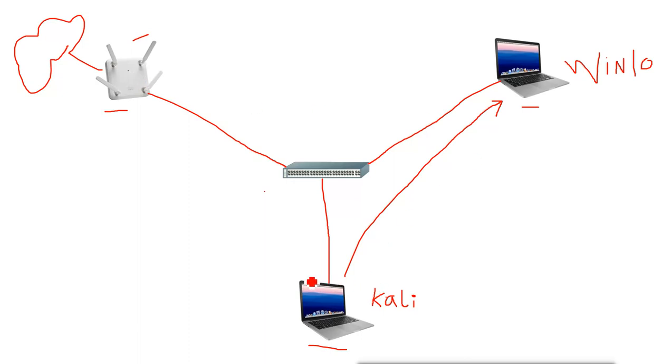Then, at the same time, I will poison this router also with this Windows 10's IP and my Kali Linux MAC address. So it will have the IP address of Windows 10 but the MAC address of my Kali Linux in its ARP cache. Now when it wants to send any data to this Windows 10 machine, it will send to me. So first let's do this.